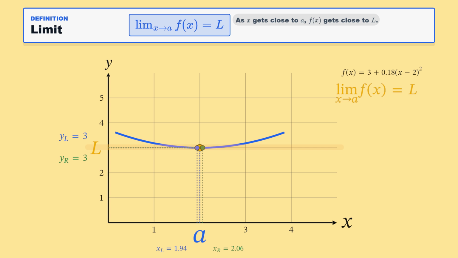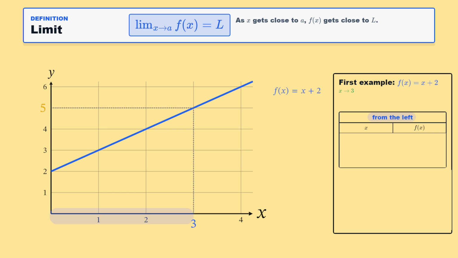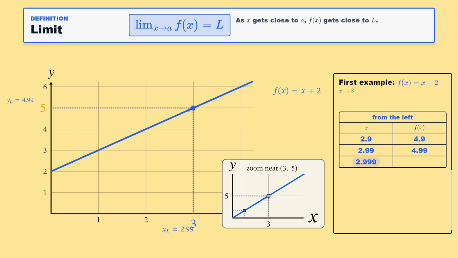Let's start with a simple example. Suppose f of x is equal to x plus 2, and we want to find the limit as x approaches 3. Let's first let x approach 3 from the left by picking values that get closer and closer to our value 3. If x equals 2.9, then f of x equals 4.9. If x equals 2.99, then f of x equals 4.99. If x equals 2.999, then f of x equals 4.999. It seems like as we're approaching 3 from the left side, our y values are getting closer and closer to 5.